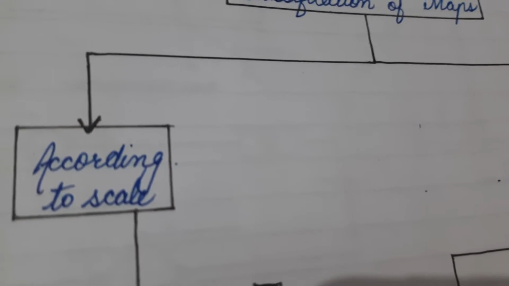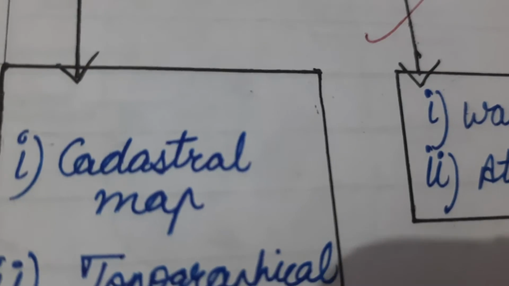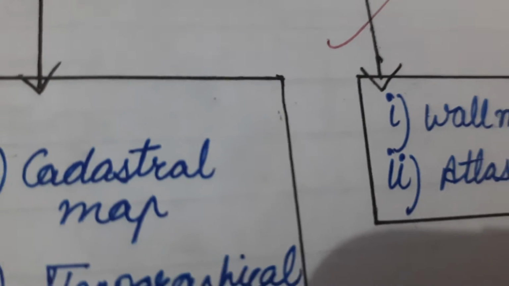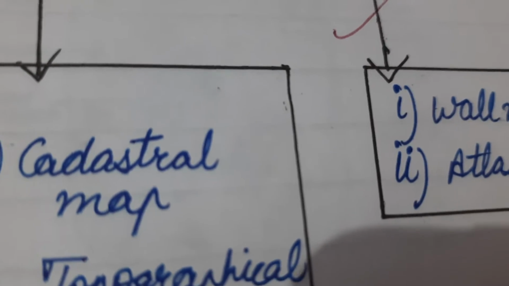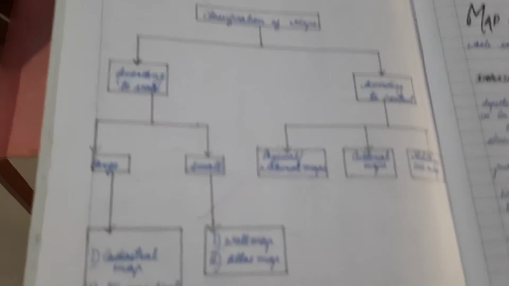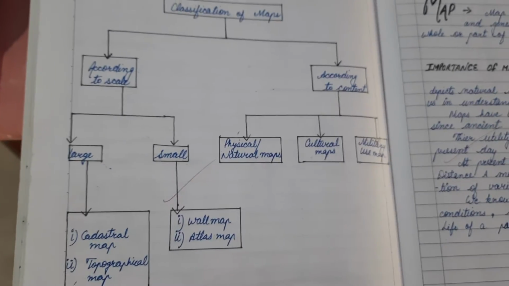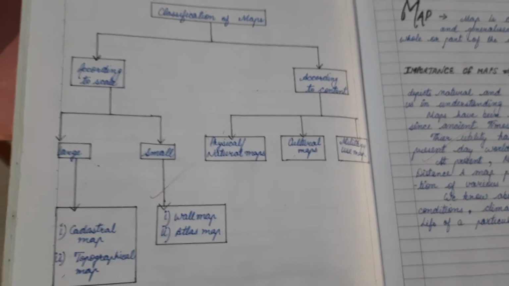Here I have this cadastral and topographical map, and it is given in your book also, so that you may see what the cadastral map is and what the topographical map is. I'll give you the detail first. You just have to draw the diagram in this way. Please take one screenshot of this and get it done accordingly, dear students.